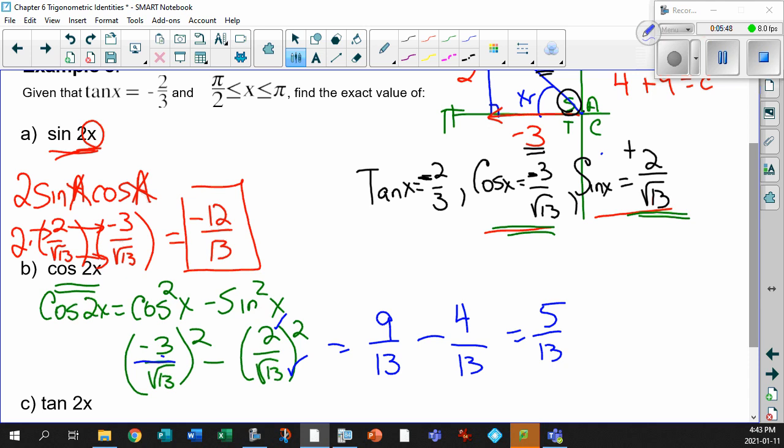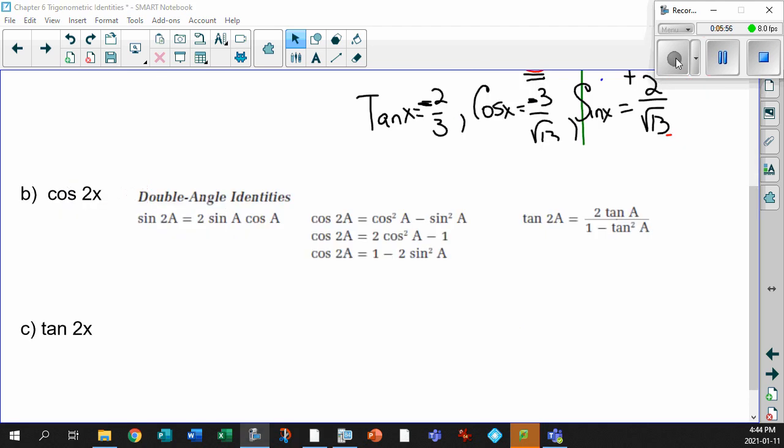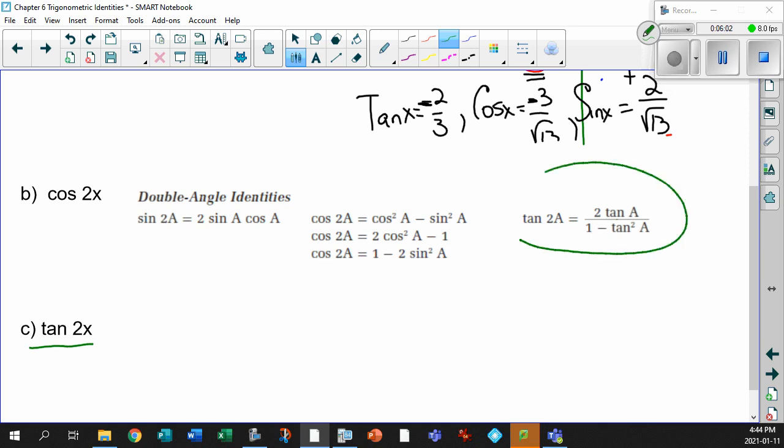Let's see if we can do tan x, which is the last one. Well, I can't see my identities, so I want to move that down. Okay, hold on. Obviously, I'm dealing with tan now because it says tan 2x, so I'm dealing with this identity right here. So let's use it. Okay, tan 2x. So every a is now an x. Yippee skippy. Okay, so tan 2x means 2 times the tan of x.